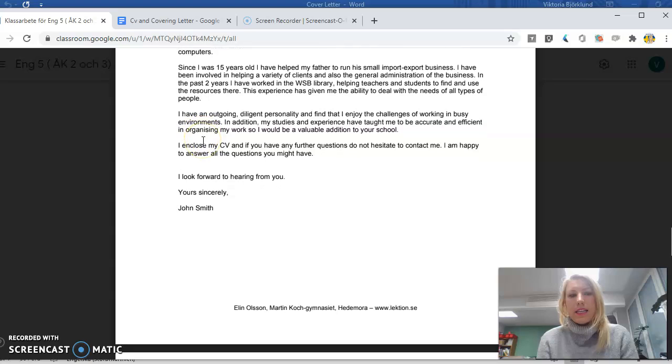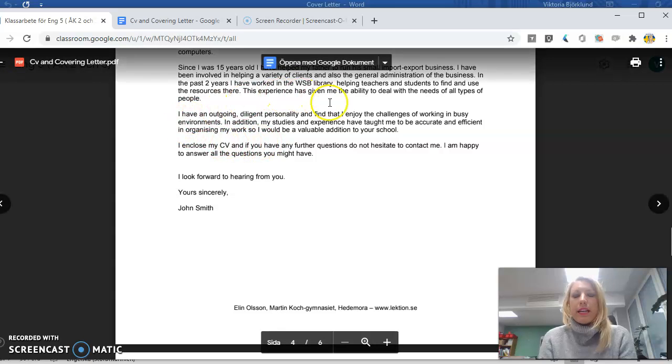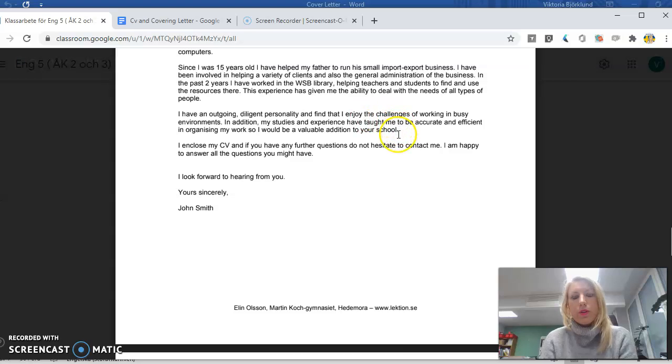And we can see that in this paragraph, he talks a little bit about his personality. I have an outgoing, diligent personality and find that I enjoy the challenges of working in busy environments. In addition, my studies and experience have taught me to be accurate and efficient in organizing my work, so I would be a valuable addition to your school. So we can see that he talks about his positive skills, but he also explains why he would be useful.